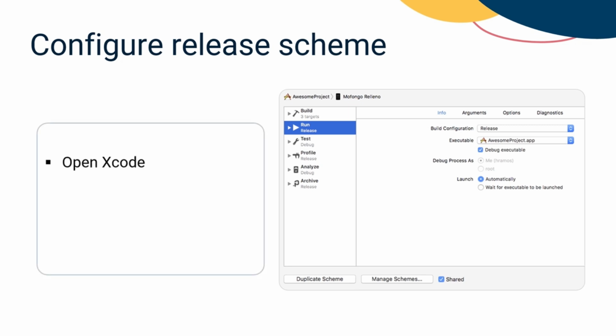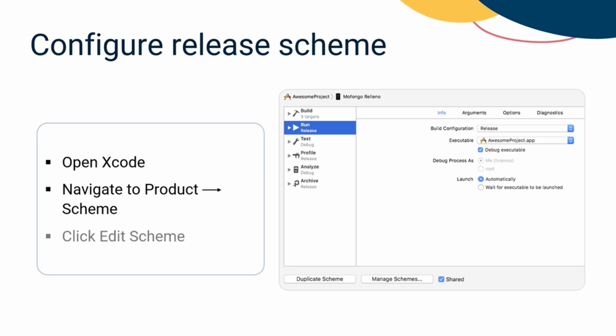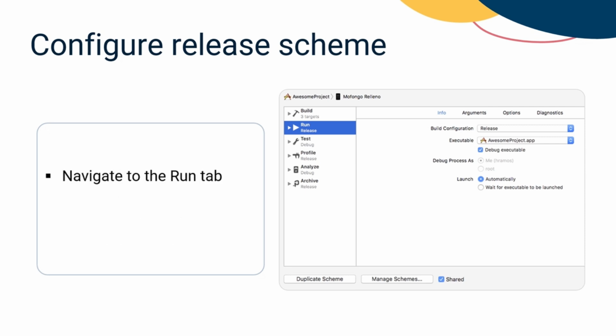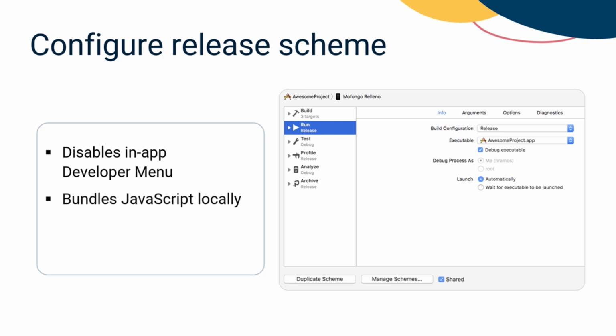Open Xcode, then go to Product, Scheme, and click Edit Scheme. Under the Run tab, select Release from the Build Configuration dropdown. This disables the in-app developer menu for production and bundles JavaScript locally, allowing the app to run on a device without being connected to your computer.